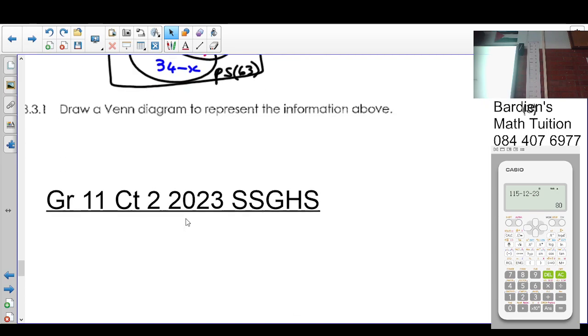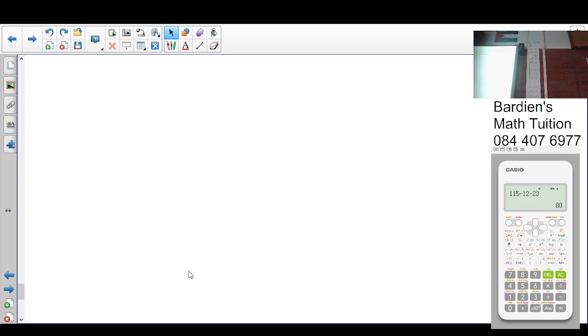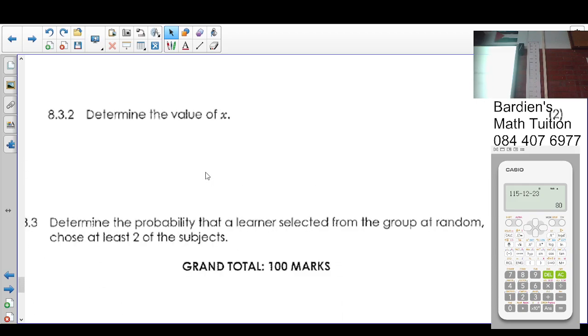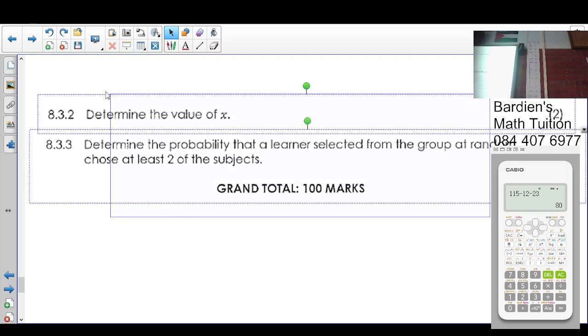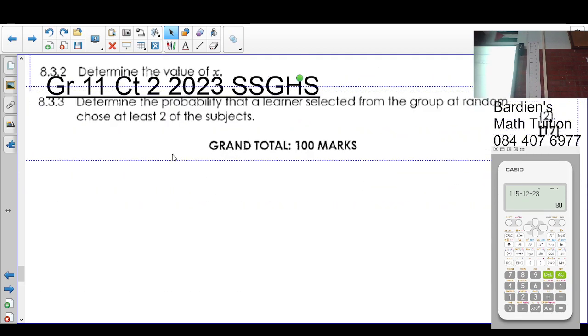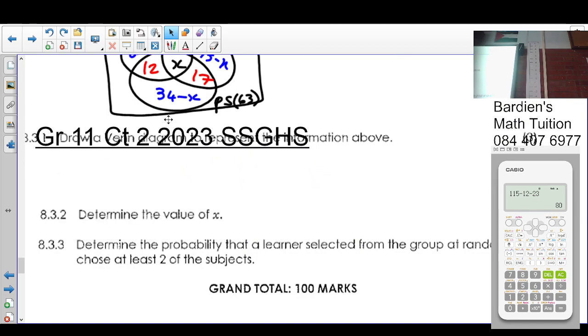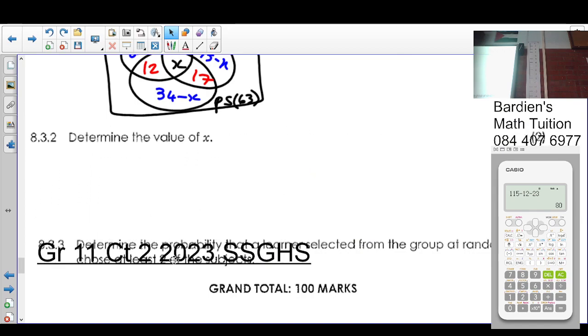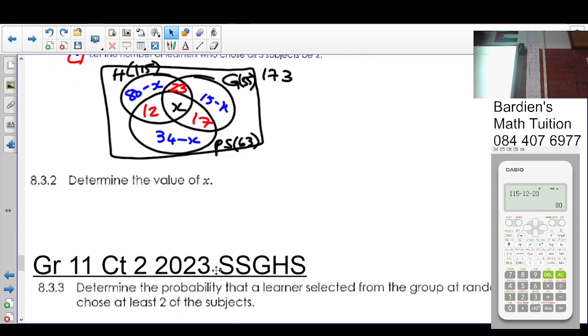Let's look at the next question. There my Venn diagram is drawn. Now it says solve for x. Almost there. Okay, so determine the value of x. So what do I now say? All of this adds up to 115. Not so. So 115 plus 15 minus x plus 17 plus 34 minus x is equal to 173.